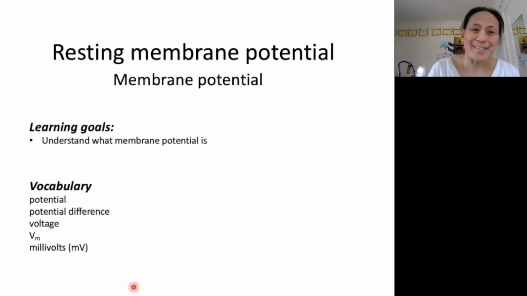All right, that basically wraps up our discussion of membrane potential. These are your learning goals: basically, understand the concept of membrane potential, and know the vocabulary that I introduced in this section.